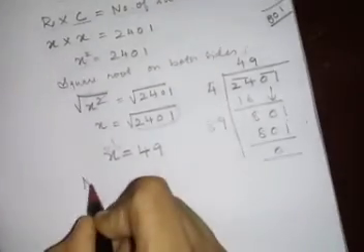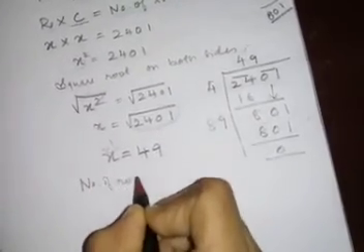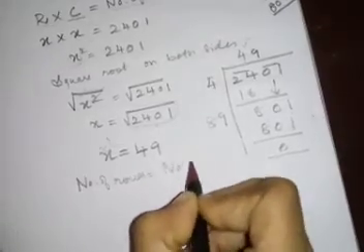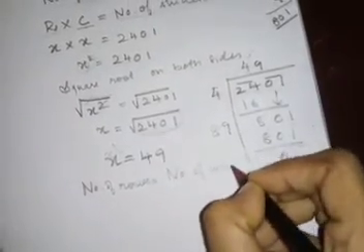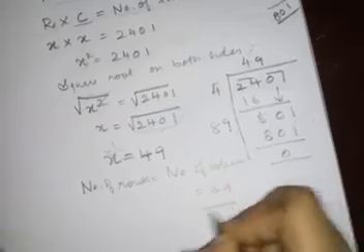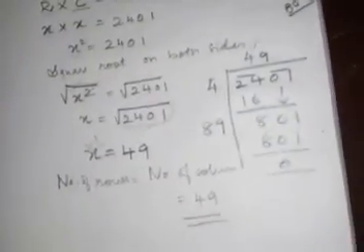49. So what is the number of rows here? The number of rows and the number of columns, everything is 49 only. So the PT teacher has arranged them in 49 rows and 49 columns. Understood?